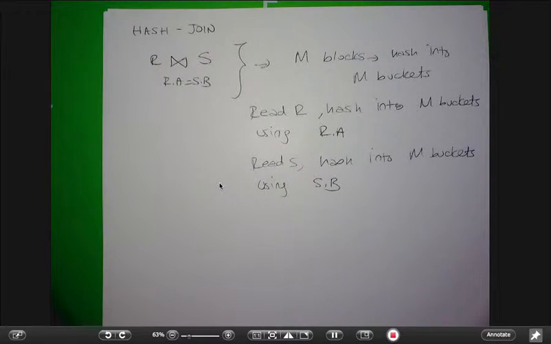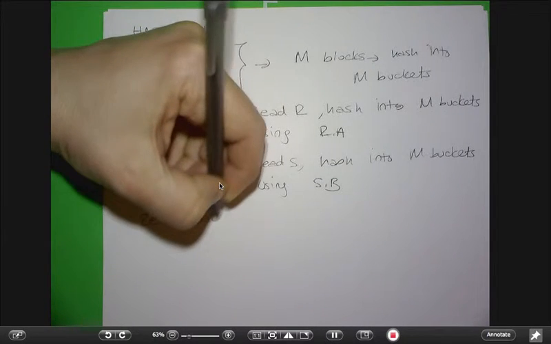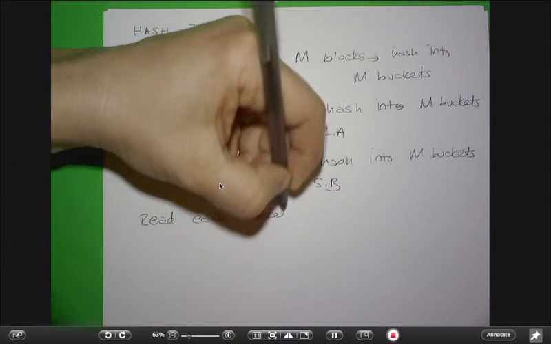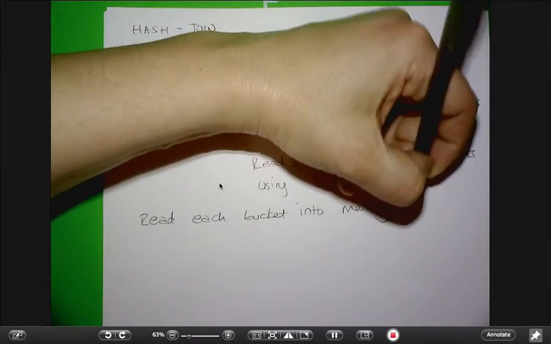So now you have hashed the tuples that might join into the same bucket. If you're going to really join, think about a bucket as basically comprised of first the R tuples and then the S tuples, right? So all you need to do is read a bucket back into memory and do the join. So then read each bucket into memory and join.